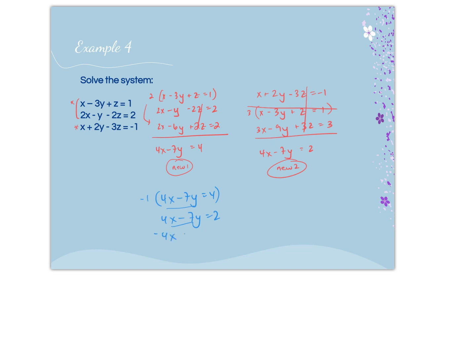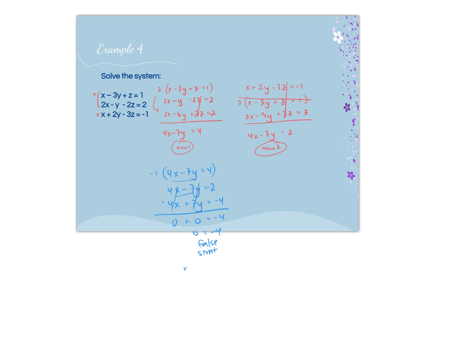Let's say I'm trying to cancel my x's. And what you're going to see happening is you're going to get 0, and your y's are going to cancel too, and all of a sudden you're going to have 0 equals -4. This is a false statement, okay? So what that means is there's a false statement here. This is a no solution, okay? These two lines specifically are parallel to each other. So there's no solution there for those.